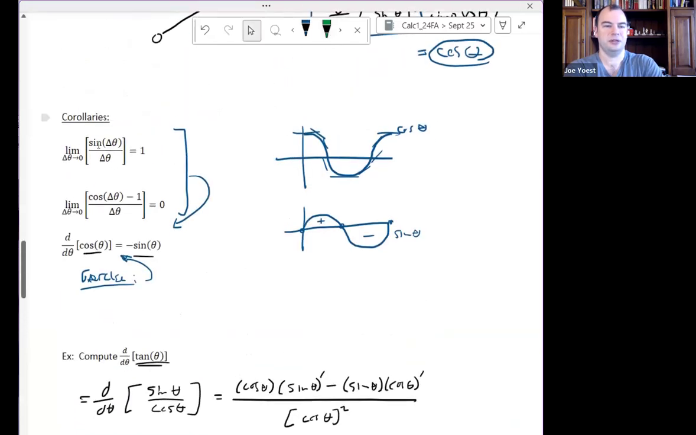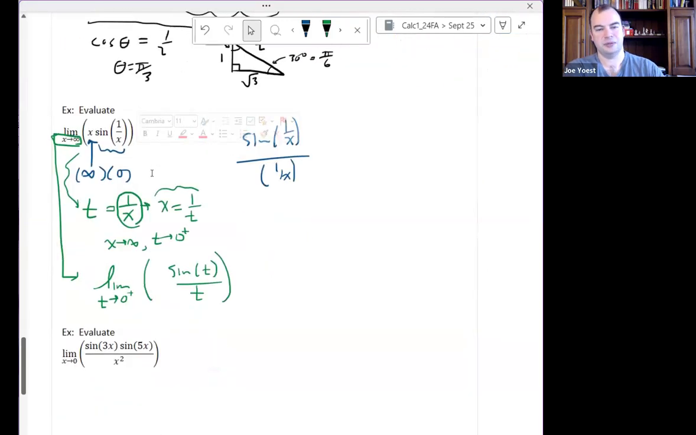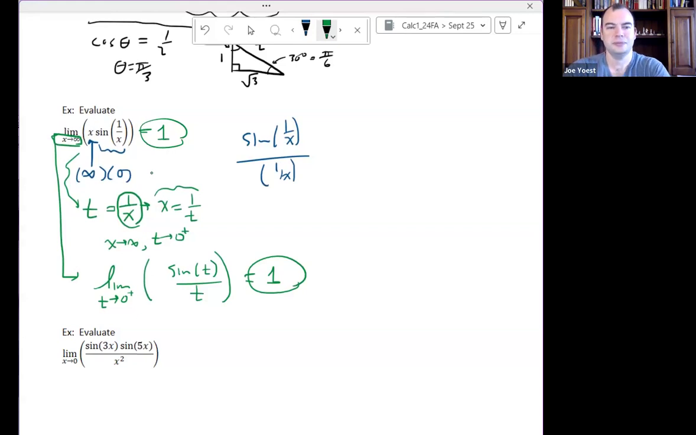Well, if I know that the limit as t goes to 0 in general of sine t over t equals 1, then its right-hand limit is certainly 1. So actually, this limit equals 1. In other words, it kind of feels like sine of 1 over x is acting like 1 over x near infinity. So like we just have x over x and they divide out and just give me 1 back.